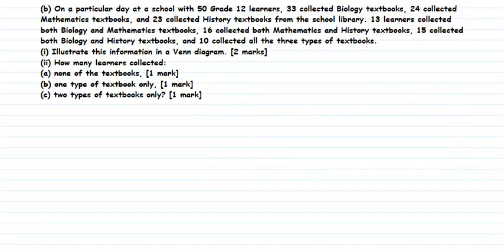Okay, so on a particular day at school, with 50 grade 12 learners, so take note of that, the total number of students were 50. Okay, so we are told 33 of them collected biology textbooks, 24 of them collected math, 23 history textbooks from the school library, and then 13 learners collected both biology and mathematics, 16 collected both mathematics and history, 15 collected biology and history, 10 collected all the three types of textbooks.